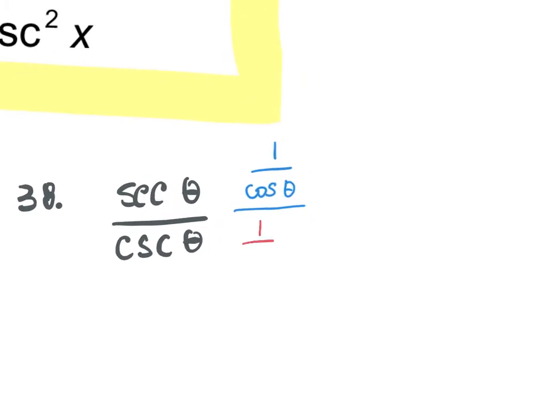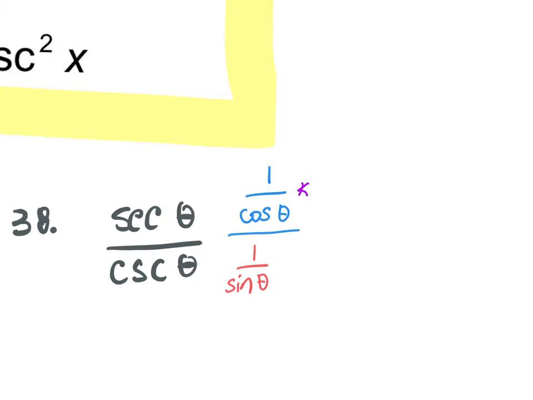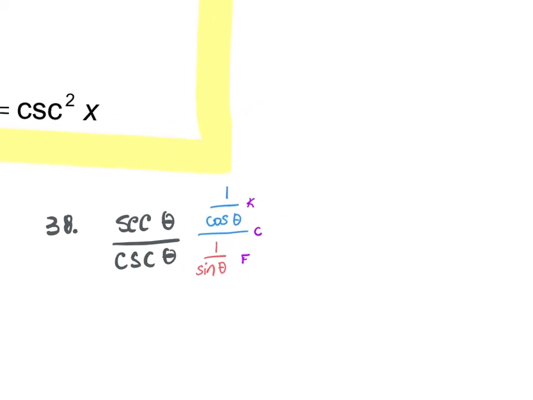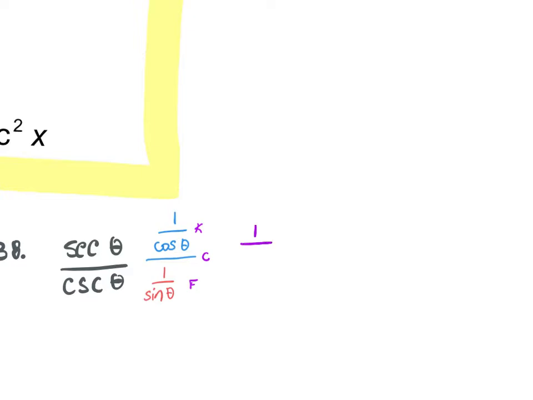So now you guys are like, well, that didn't really help me much. That doesn't look simplified. That looks even harder. Well, I have 1 over cosine, which is a fraction, and then I have 1 over sine, which is a fraction. What are we doing to those two fractions? We're dividing them. When you divide fractions, guys, what do you do? You multiply by the reciprocal. You keep, change, flip. So this is the same as 1 over cosine theta. That stays the same. What do we change division to?